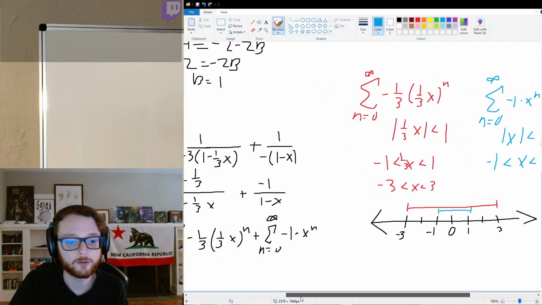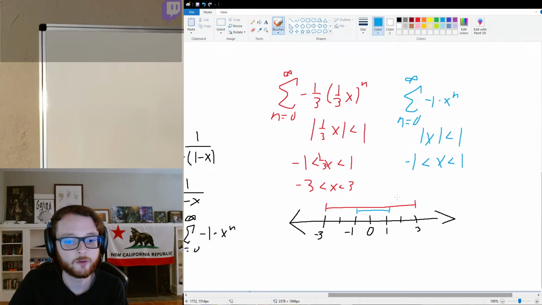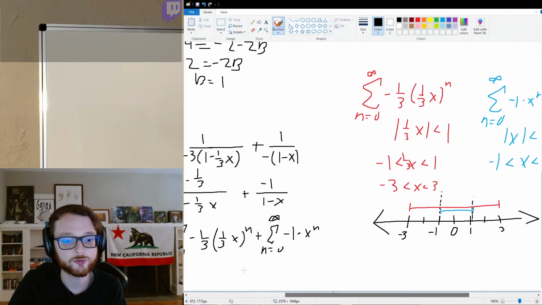So if we're summing these two series together, we need them both to converge at the same time. So we want to find the overlap between these two, is maybe the better word. And their overlap is right here at negative 1 and 1. So the interval of convergence for the entire series is negative 1 is less than x is less than 1.